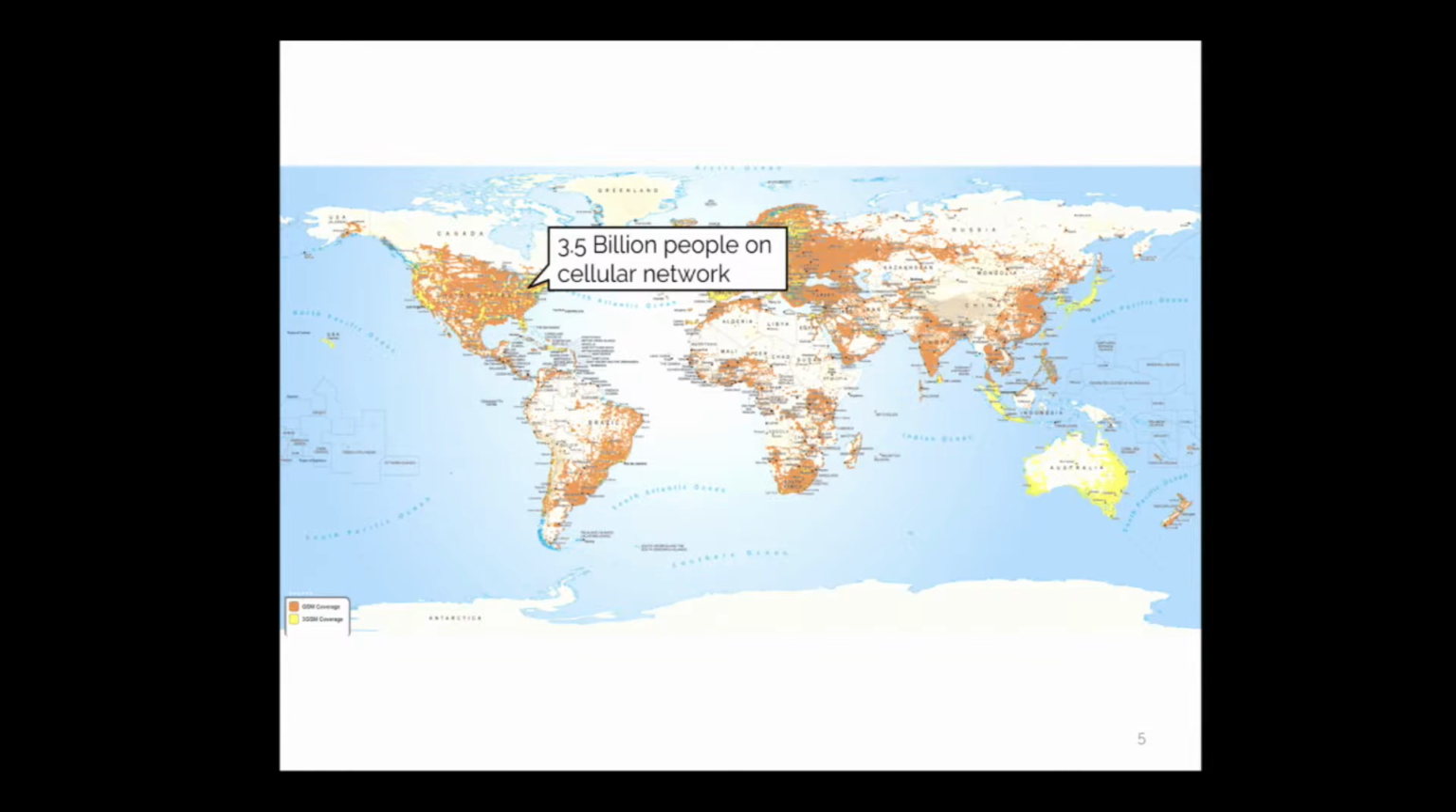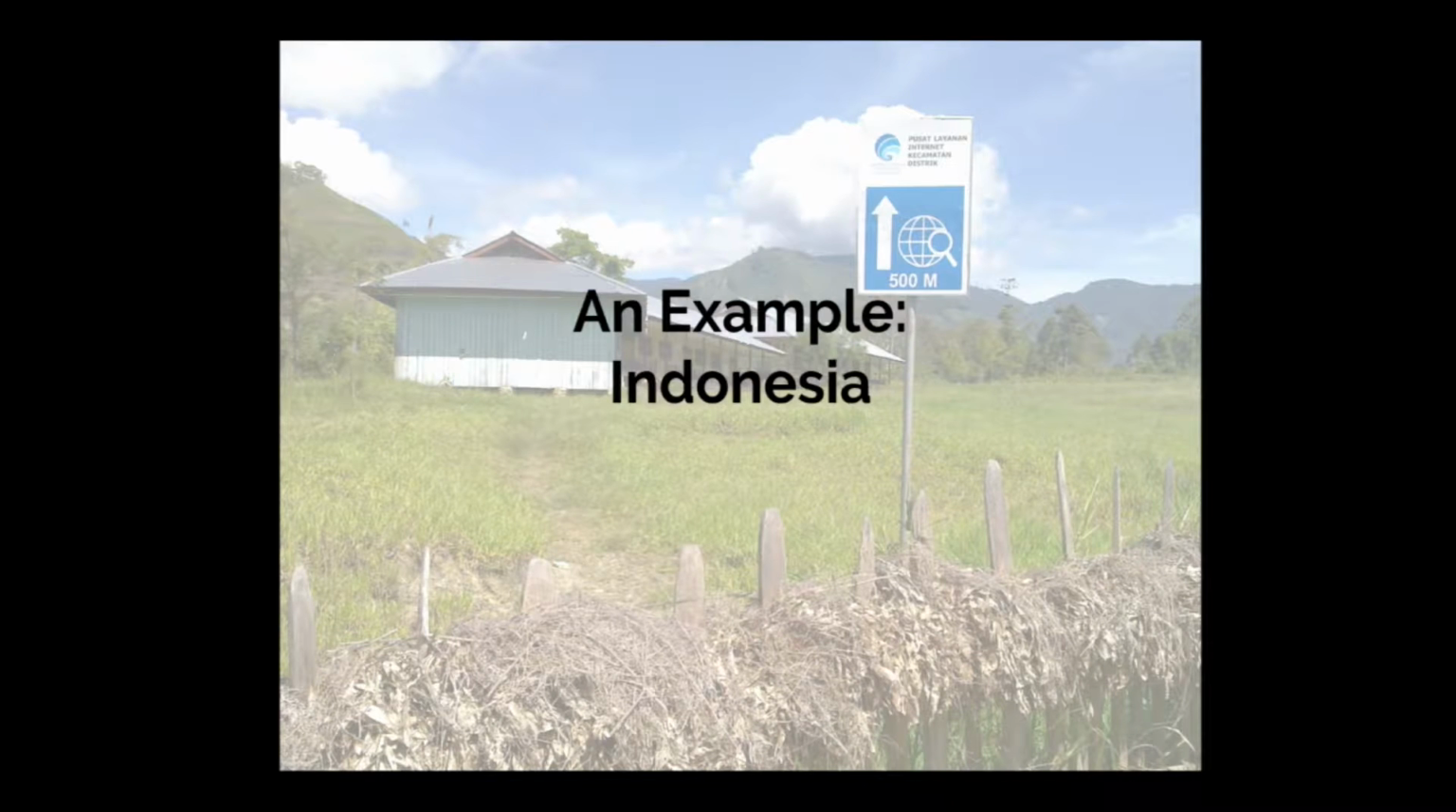But the uptake is almost entirely in these sort of urban, developed parts of the world. You can see all this white space available. There's around 1 billion people who just live outside of cell phone coverage. And that's the problem we try to resolve. So we're going to step into this particular country, Indonesia, as an example of the problems of access.